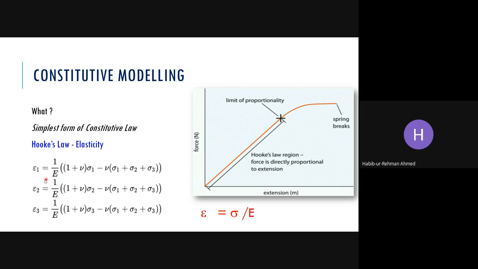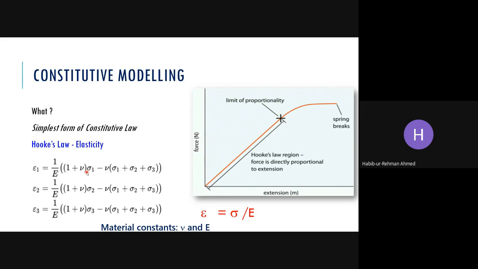And now you can see here that there is a strain, there is stress, and in addition to E, there is another constant. We call it nu, does anyone know what this is? Are you still with me? Poisson's ratio. Yeah, Poisson's ratio. That's good. Okay, so these two are known as material constants. These two are material specific.